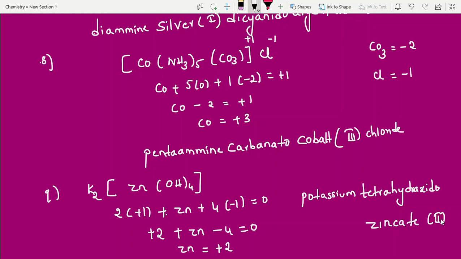This is the name. So with this, maximum points I have covered, students. Now in the next video I am going to do bridging compounds. Sometimes they will give bridges also. Bridging nomenclature of coordination compounds also I am going to explain in the next video.